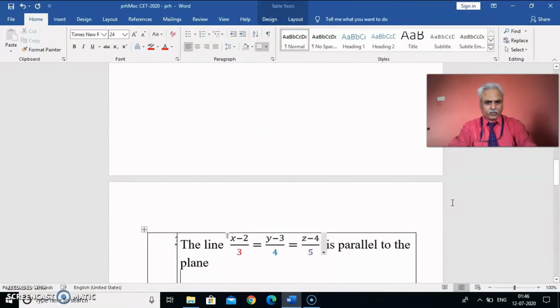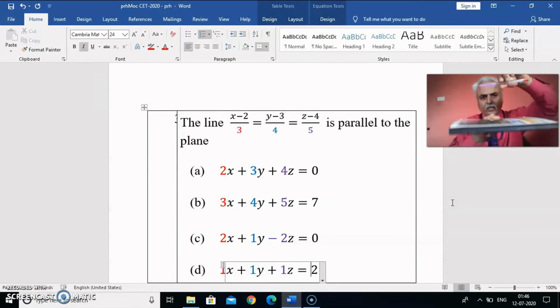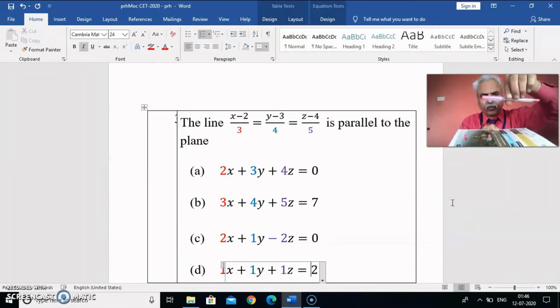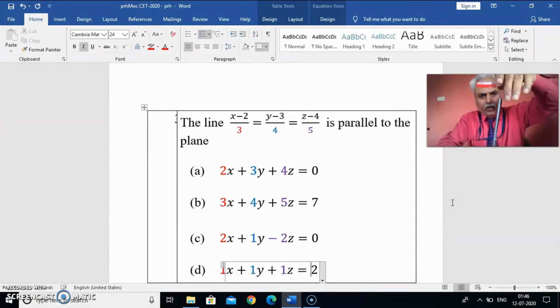Shall we go for the third question? Here a line is parallel to the plane. This is a line. This is the plane. Whenever a line is parallel to the plane, the perpendicular, which I can hold like this, can you see the perpendicular? And the line will be parallel, which is parallel.